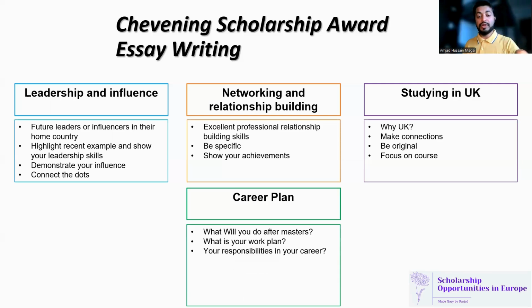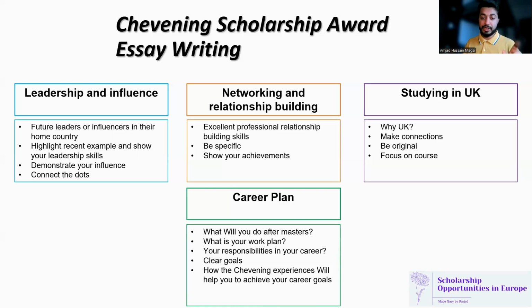So they look at what kind of work you're already doing, what your responsibilities are in your career, and how this scholarship is important for your career growth or career aims and objectives, okay. How will this Chevening experience help you to achieve your career goals? These are the things you have to mention in your essay in a professional and formal way. Do not use complicated and difficult words. Use simple words. Be to the point, specific.